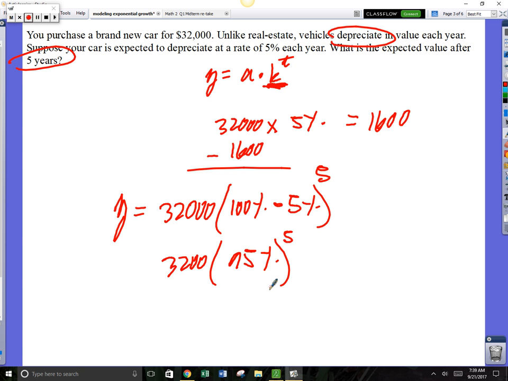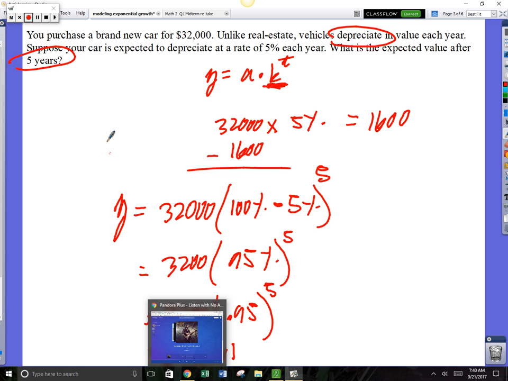And 95% is smaller than 1. Anytime your k is smaller than 1, that is decay. So this is 0.95. So 32 grand times 0.95 for 5 years. So my car is going to have a value of 24 grand 761 bucks. Okay, so let me stop for a minute.